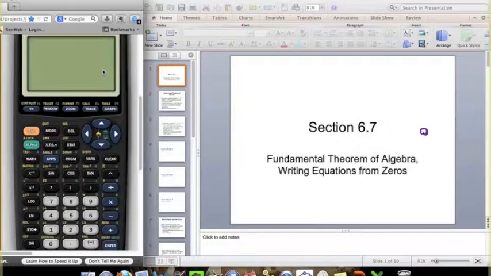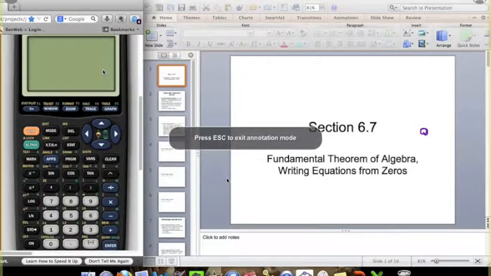Okay, today we're going to talk about something called the fundamental theorem of algebra and how we can write equations from zeros, which are solutions. We're actually going to take this lesson 6.7 in two pieces. So today we're just going to talk about our fundamental theorem of algebra and how to find solutions. And then tomorrow we'll talk about the backwards process of that, and if we have the solutions, how we could work our way back to what the original equation is.